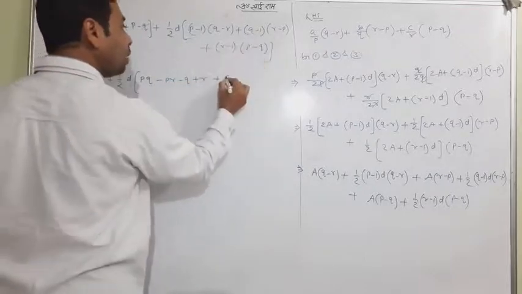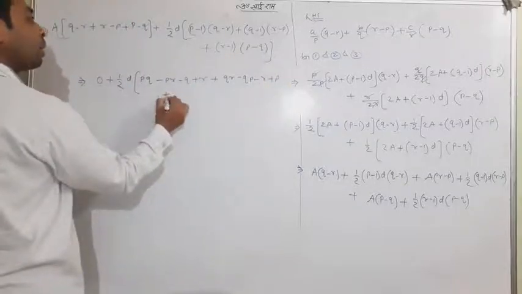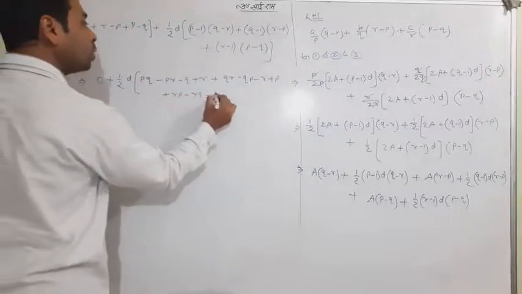These two will multiply: QR minus QP minus R plus P. These two will be multiplied: RP, RQ minus P plus Q.